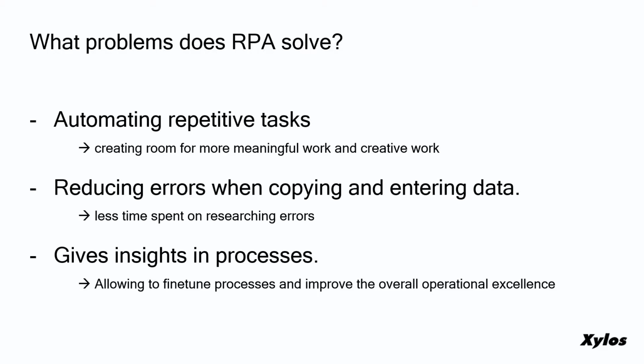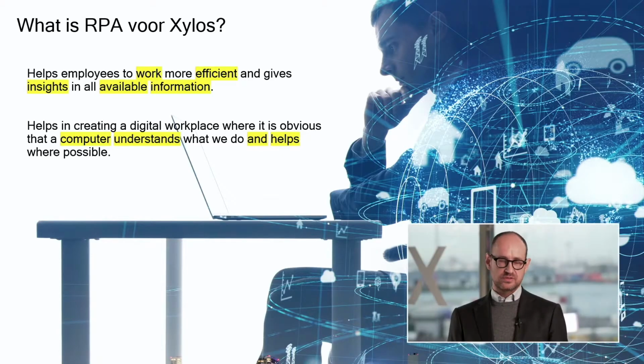And then when automating things, we also can measure the process. And by measuring processes, we can give insights in those processes. And that allows us to fine-tune the process and improve the overall efficiency and operational excellence of the companies we work with. So what is RPA for Xylos? We already had that definition. It helps employees to work more efficiently and gives insights in all possible information. It helps in creating the workplace where it's obvious that a computer understands what we do and helps where possible.